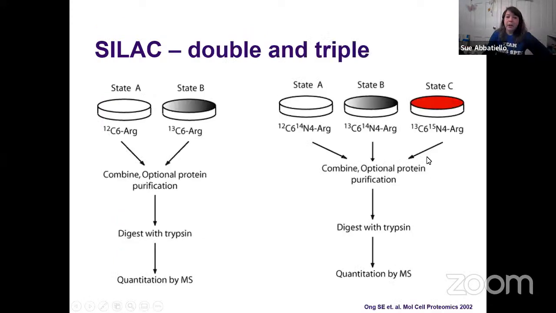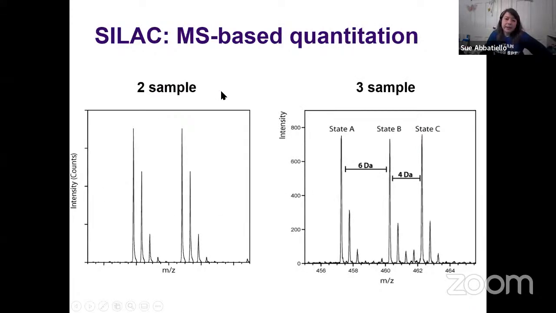Then it can be done in a two-state or a 3-state, depending on how many heavy amino acids you have access to. This can all be controlled by budget as well as samples. But the idea is once you've grown all of your samples, you combine in that very first step, and then you do the reduction, alkylation, digestion, and then quantify by LCMS. And this is the kind of information you get, where you'll see a light and heavy doublet in the 2 samples. So this represents the same exact peptide in pretty much the same exact abundance.